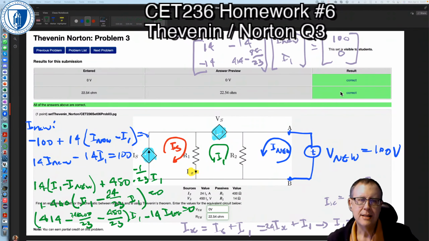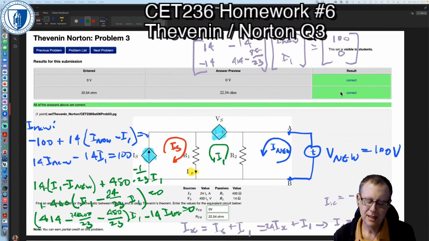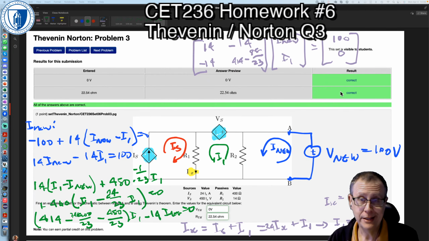Okay, this is CET236 homework 6 about Thevenin and Norton, problem 3. So the first two problems we could use, first one we could use the equivalent resistance technique, second one we could use the open circuit voltage short circuit current technique.